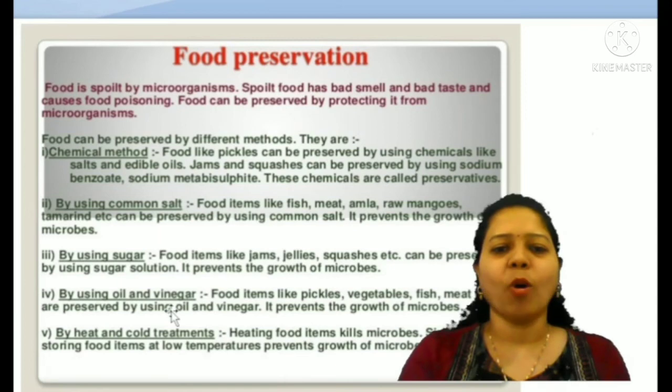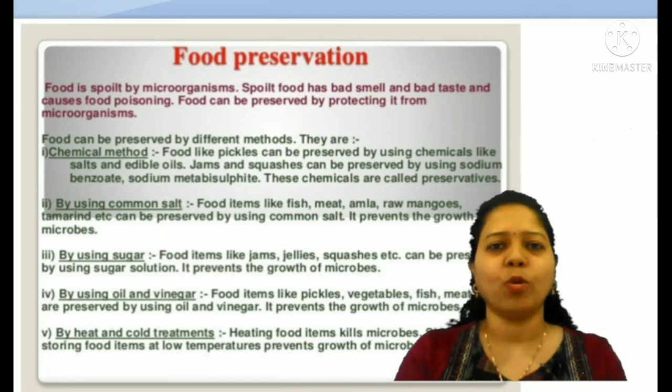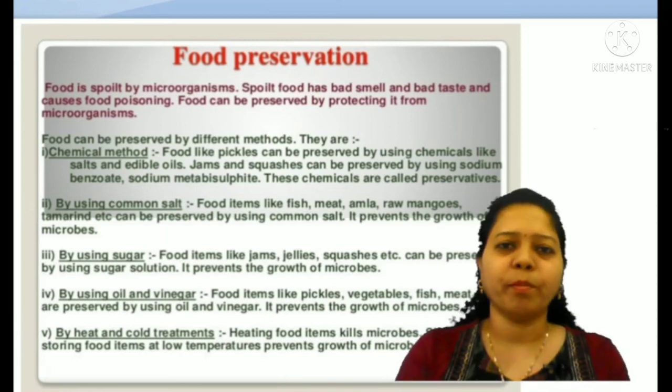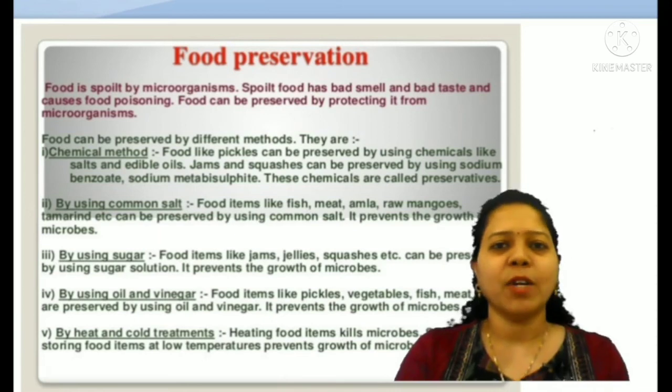By using oil and vinegar, food items like pickles, vegetables, fish, meat, etc. are preserved. It prevents the growth of microbes. By using oil and vinegar, we are able to prevent the growth of microorganisms. That's why to preserve different foods and vegetables, we use vinegar.